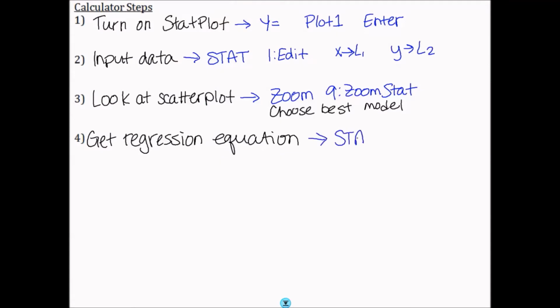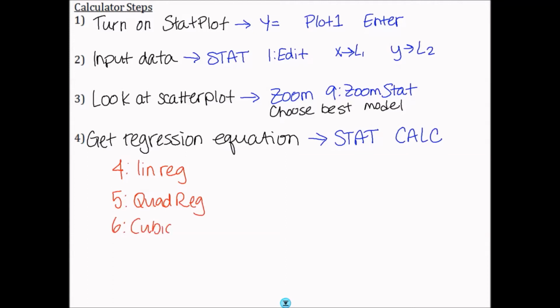So you go back to Stat, go over to Calc, and then you have several options. Number 4, linreg, 5, quadreg, 6, cubic reg, 9 is lnreg, and 0 is exp reg. So this is linear, quadratic, cubic, logarithmic, and exponential. Let's look at an example.